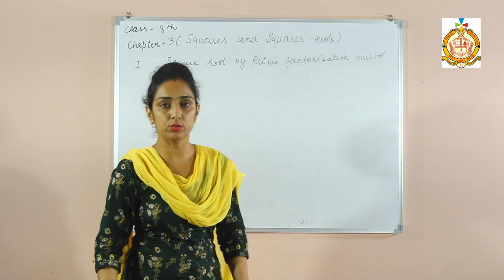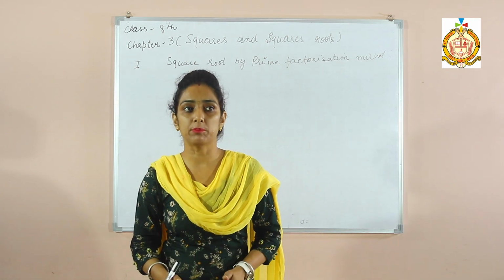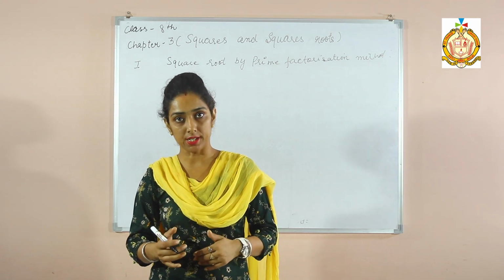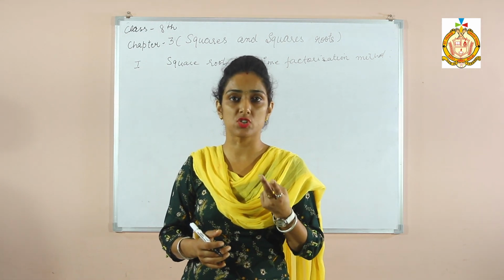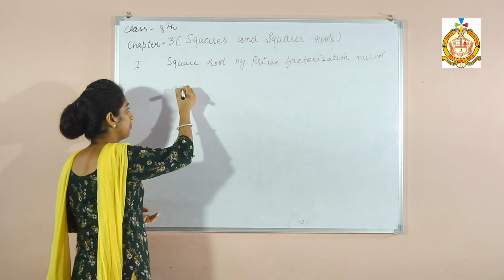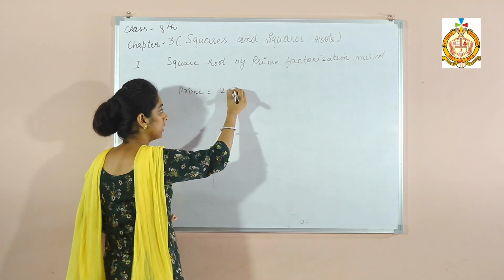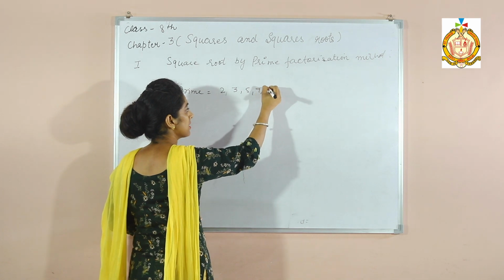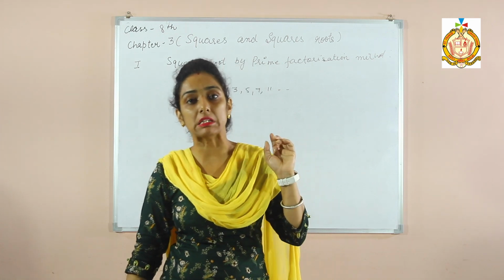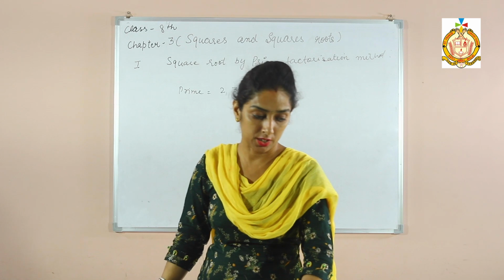Students, first of all, do you know what a prime number is? I will tell you. A prime number is a number which is divisible only by itself and 1. It has just two factors, 1 and itself. For example, prime numbers are 2, 3, 5, 7, 11 and so on. With the use of these numbers we have to find the square root of a number.